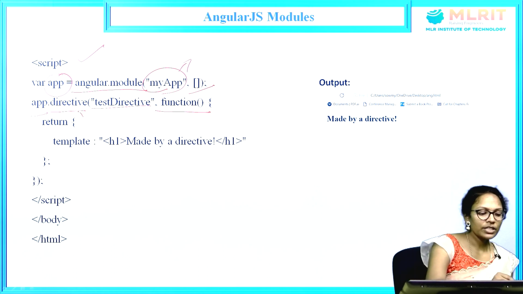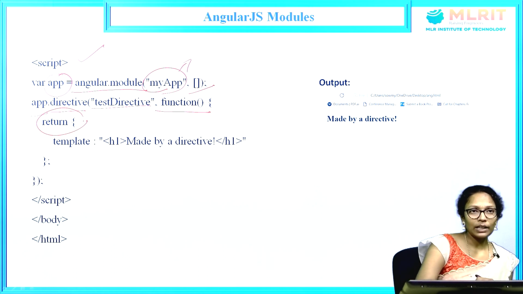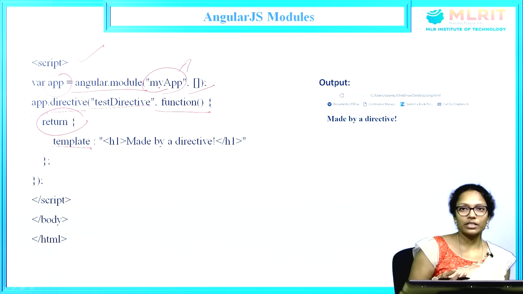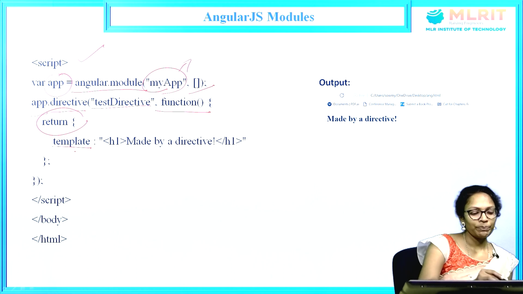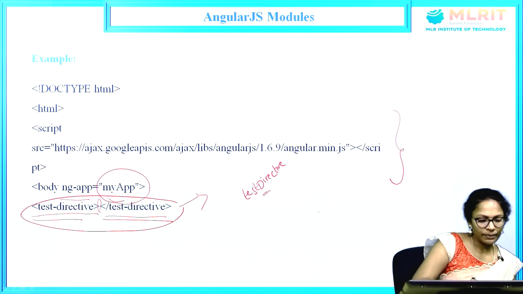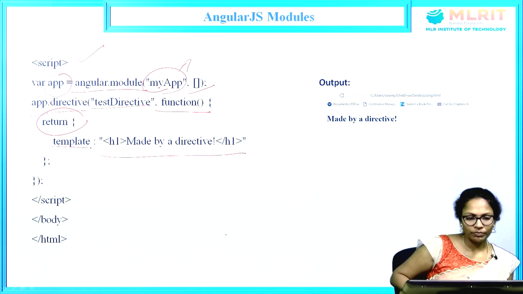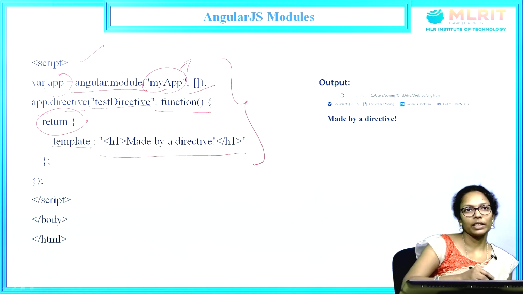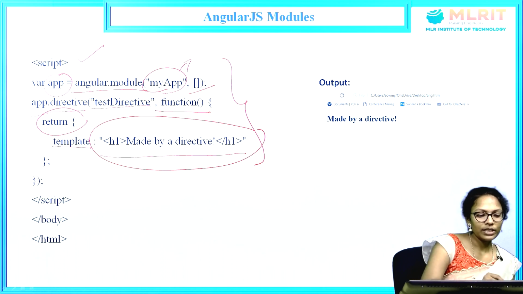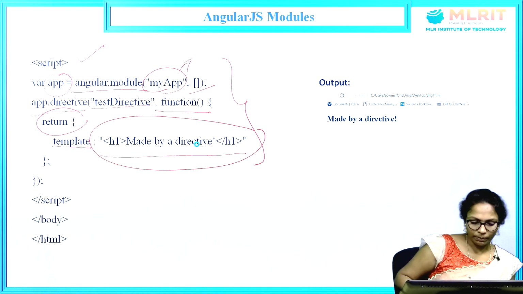This function is returning some value. What is that value? I am using a template property here to provide the structure or the content for your directive. Template colon, whatever you are writing here, the same thing will be displayed there. So whenever you call this tag, where will it go? It will go to this one, it will come here, then this will be executed. And where will this text be replaced? It will be replaced here.